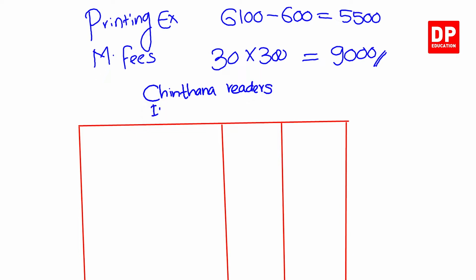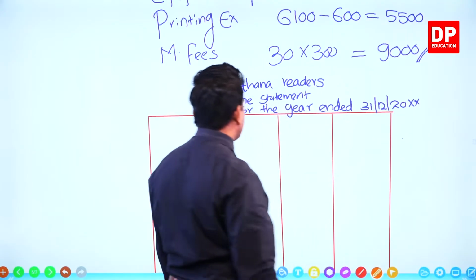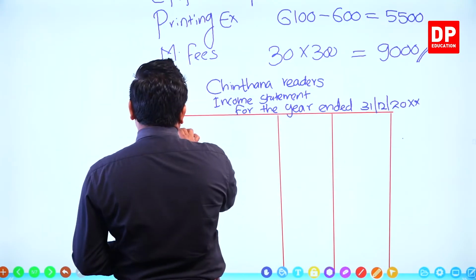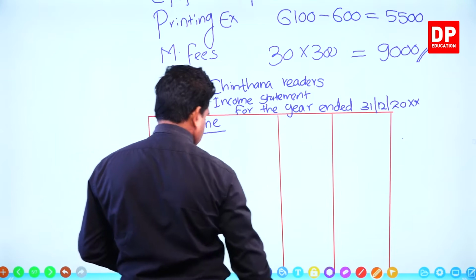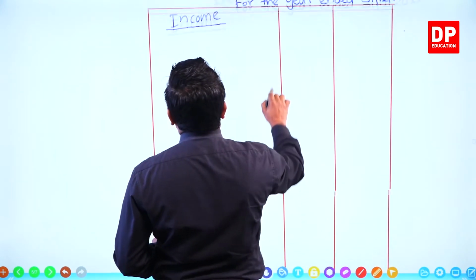Income statement for the year ended December 20, but they have not given the proper year, so you can put 2 crosses. Okay. Now on the top what do we write? Income. Down we write what? Expense.